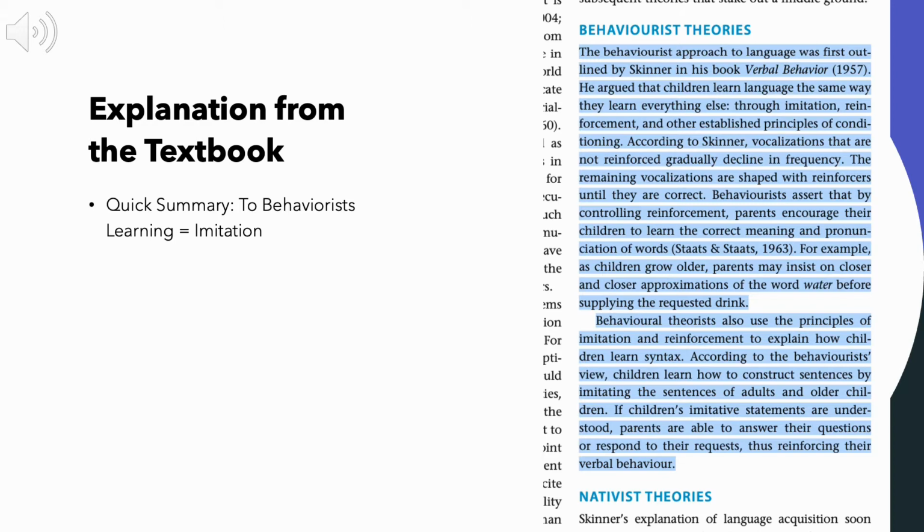Behaviorists assert that by controlling reinforcement, parents encourage their children to learn the correct meaning and pronunciation of words (Staats and Staats, 1963). For example, as children grow older, parents may insist on closer and closer approximations of the word water before supplying the requested drink.